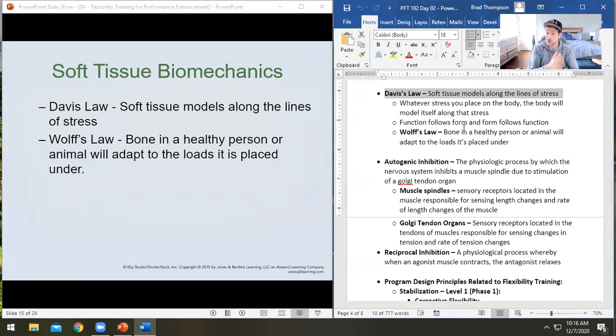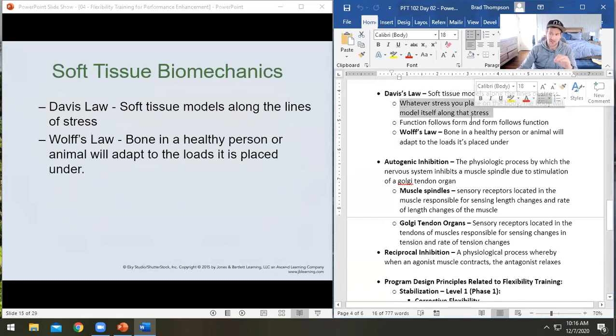If you move a certain way, the soft tissues will model themselves to move that certain way. Why are you mobile? Because you stretch a lot. Why are you immobile? Because you don't stretch a lot. It's honestly pretty simple, right? Whatever stress you place on the body, your body will model itself along that type of stress. Function follows form, form follows function.